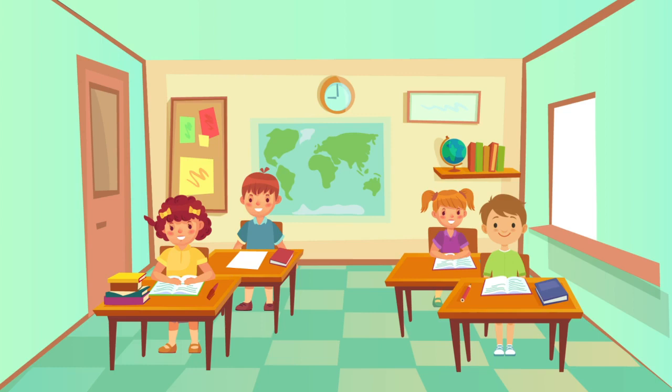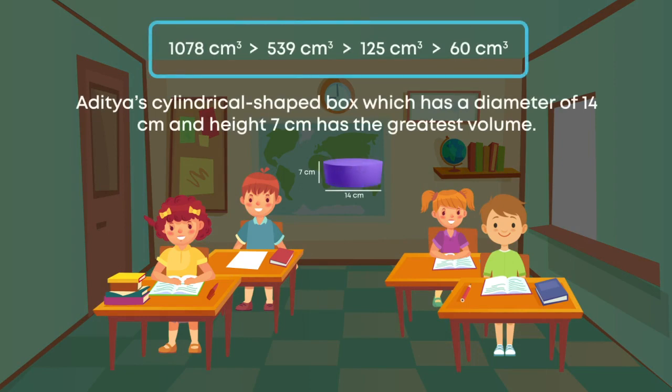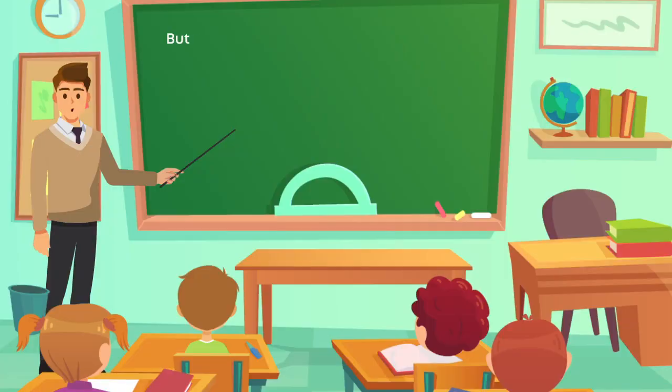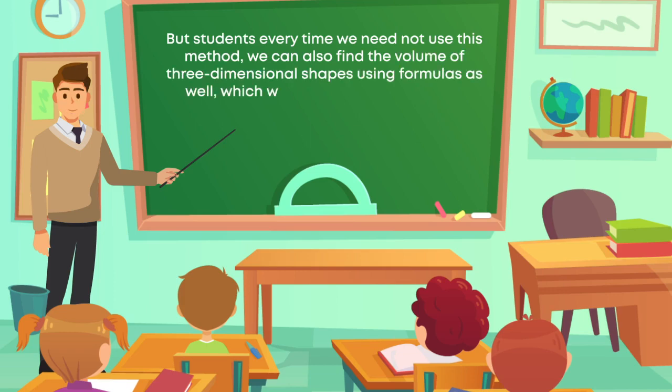After comparing the volumes of all the shapes, the children say that Aditya's box has the greatest volume and hence can hold the maximum number of sweets. Therefore, the teacher chooses Aditya, who gets the box having the maximum volume to distribute the sweets on Children's Day. But students, every time we need not use this method. We can also find the volume of three-dimensional shapes using formulas as well, which we will learn in this chapter.